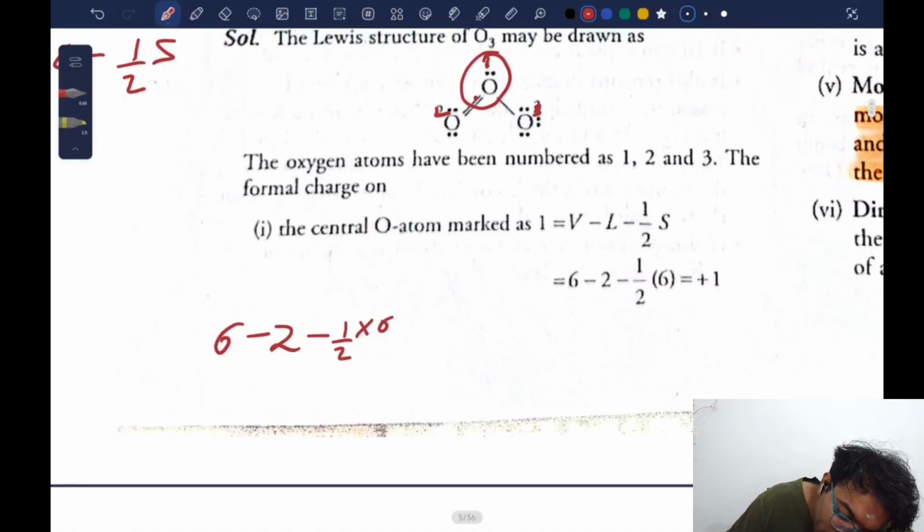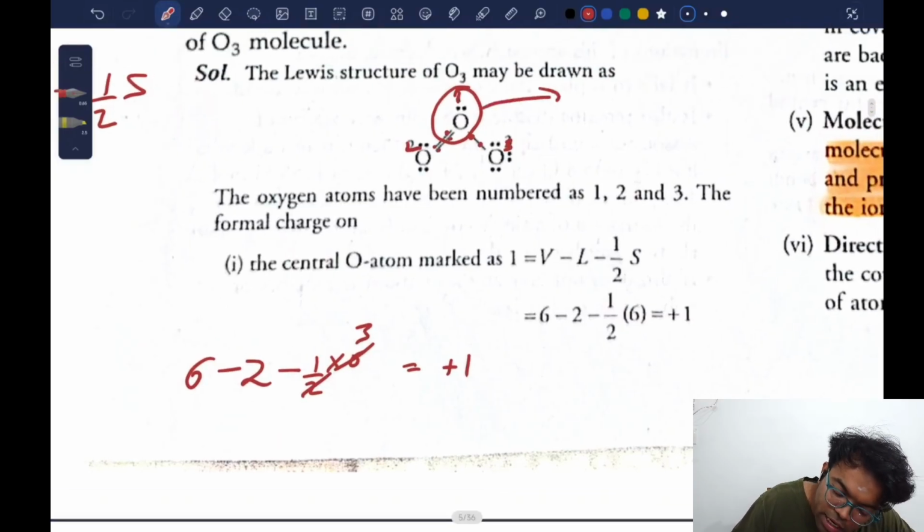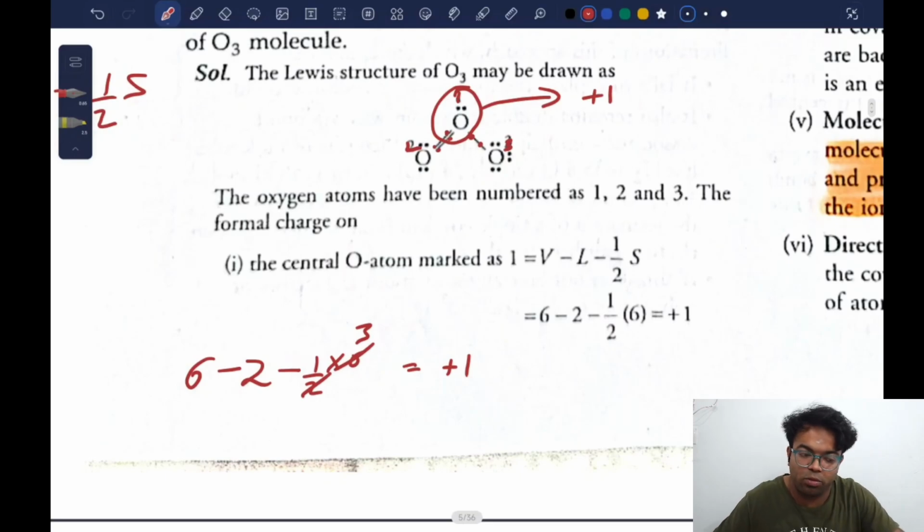So basically there is one electron here, one electron here, one electron here, one electron here, one electron here, and one electron here. So all in all, 6 electrons are being shared. So what is the formal charge that we'll get? This will become 3. So 6 minus 2 minus 3 is equal to +1. So the central oxygen atom has a formal charge of +1.